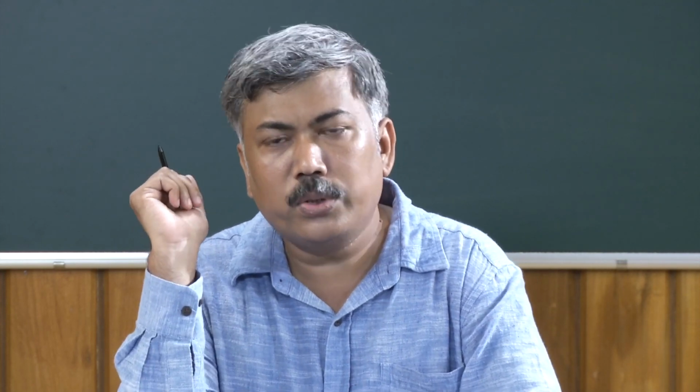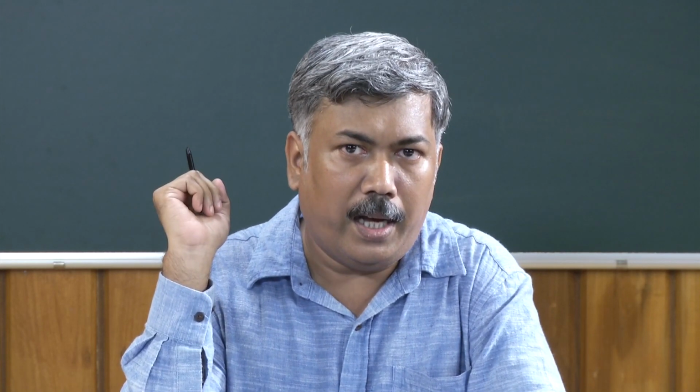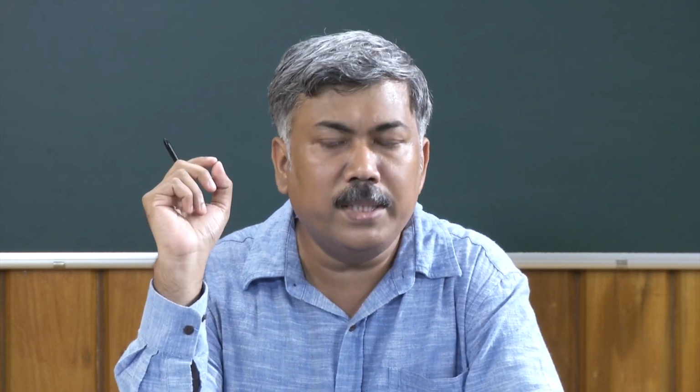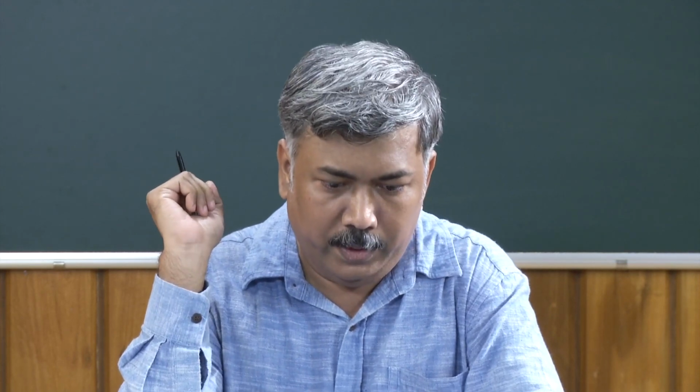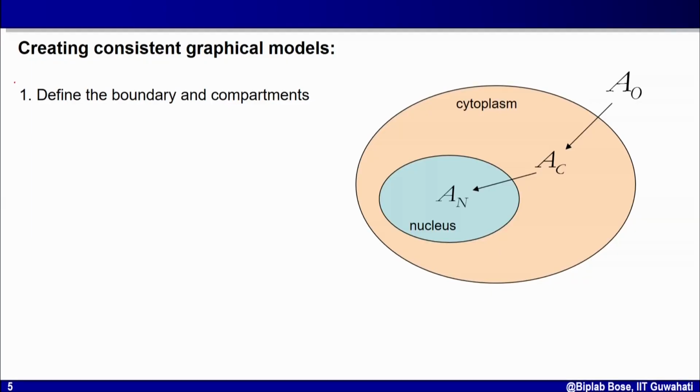So when you are creating mathematical graphical models, we should try to follow some consistent rules for that. Otherwise, we may miss some critical issues in the model. First thing, the first critical point is that you define the boundary and compartment of the system that you are dealing with. For example, see this example diagram I have drawn here.